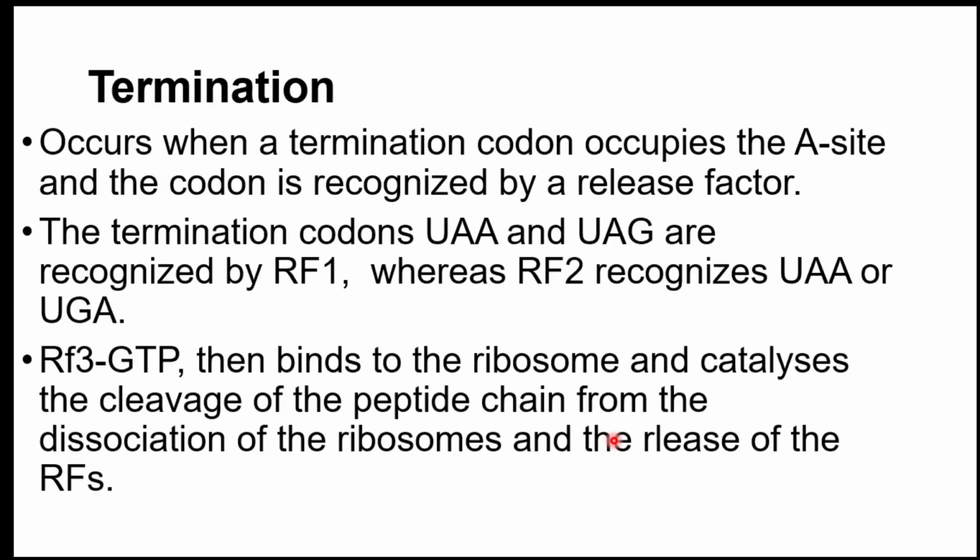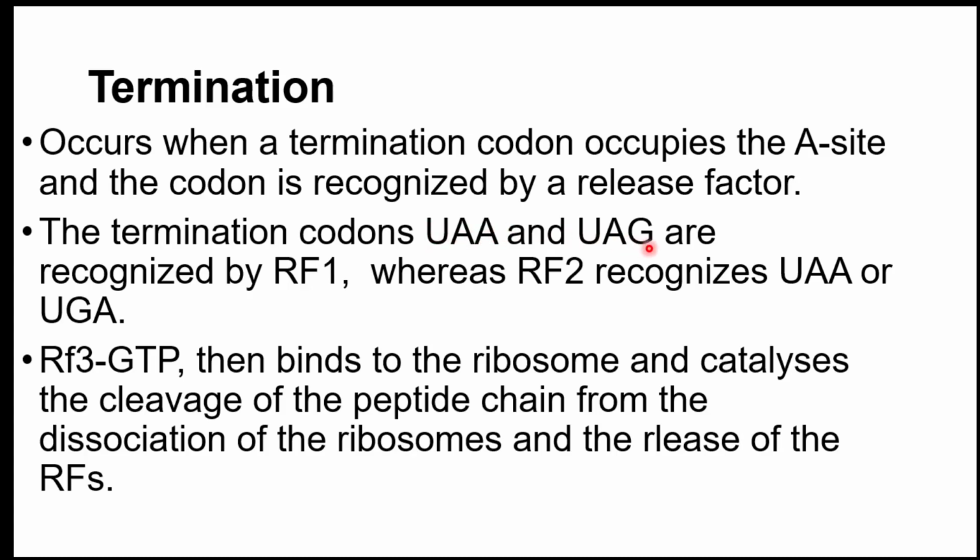So termination. As we looked at transcription, there has to be some form of termination of this process. Termination during translation occurs when a termination codon occupies the A site. We need to keep these termination codons in mind, because when you're describing this process and you talk about termination and you don't talk about them, then it is not complete. You need to really state the termination codons. For this case, it is UAA and UAG.